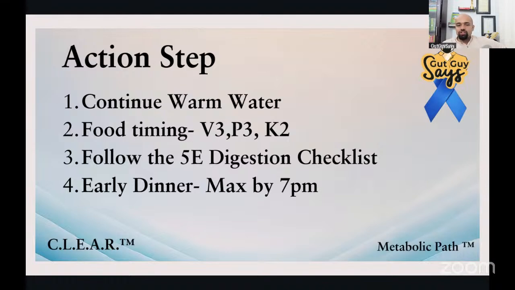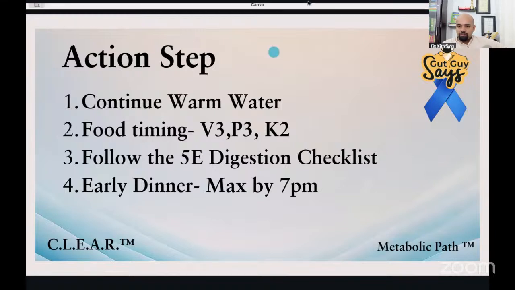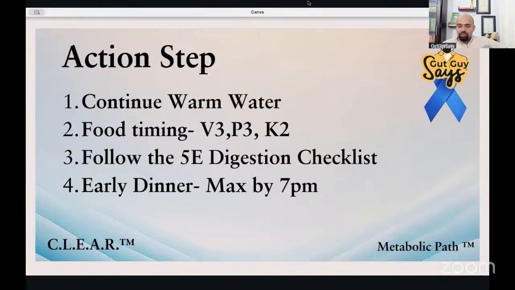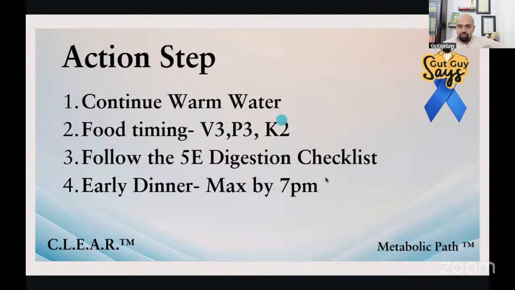following the digestion checklist. How many of you have started that? Type started in the chat box if you've already started it, if you're already on it. Following the 5E digestion checklist, you've already started. Good to see that. Thank you, Sonal.